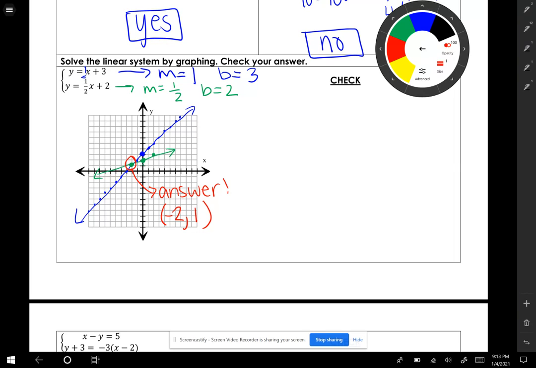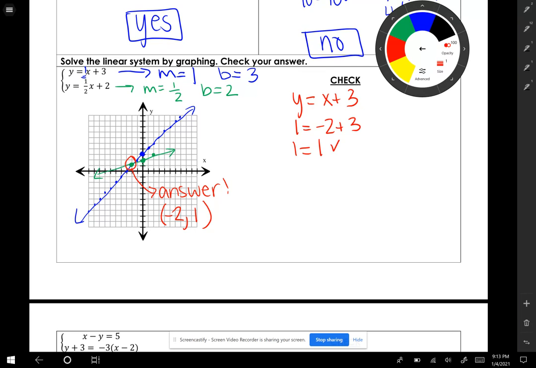Now, the great thing about this chapter is you can always check your answers by plugging them into the original problem. So that's what we're going to do over here where it says check. I'm going to take that first equation, y equals x plus 3, and replace y with what we got. So I'm going to do 1 equals, replace x with what we got, -2 plus 3. -2 plus 3 is in fact 1, and it works in the first equation.